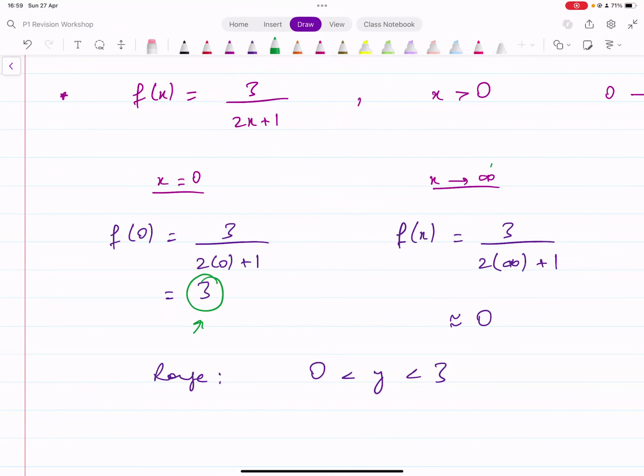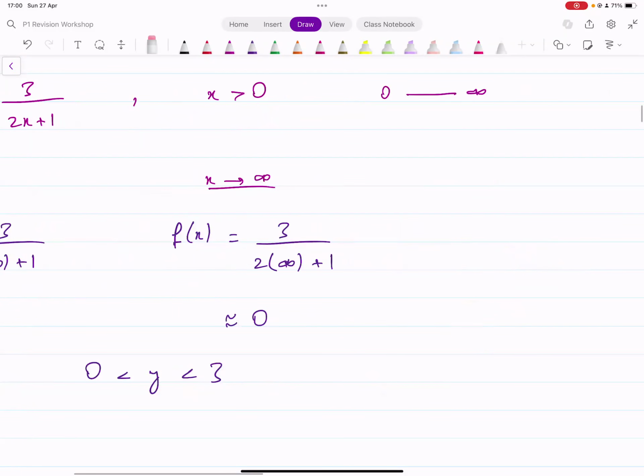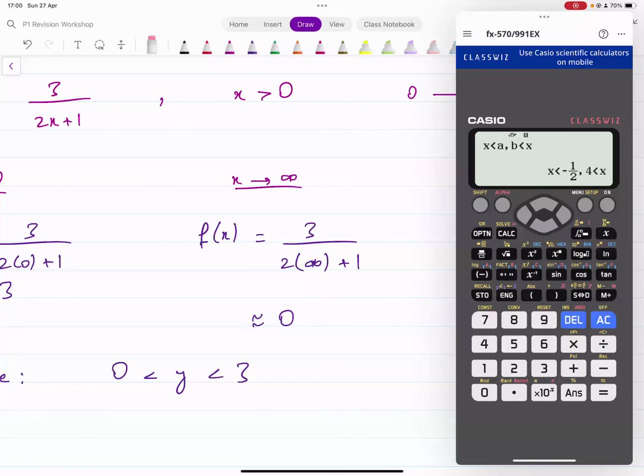We think about what happens if x becomes infinity. Now, what happens if x becomes infinity? You have infinity in the denominator. Any number divided by infinity is going to be extremely small, so it's going to approach 0. If you find that hard to think about, another idea could be that in your calculator, just input that function, 3 divided by 2 into x plus 1. In place of x, put a very large number and think about what the value looks like.